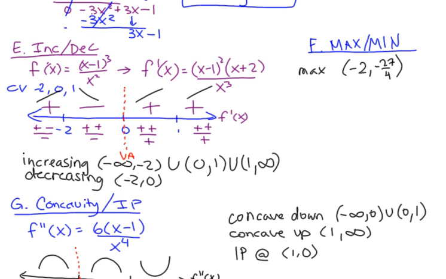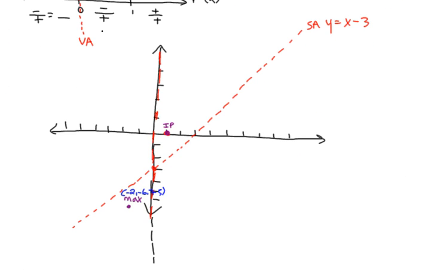So we want to include those. Up to -2, we're increasing. So here's my -2, and I'm increasing up to -2. Then we decrease to 0. Can you see that a little bit faintly? And then we're increasing the rest of the time, right?